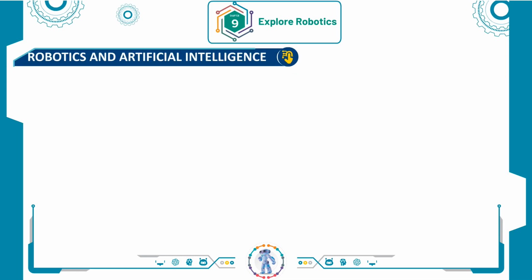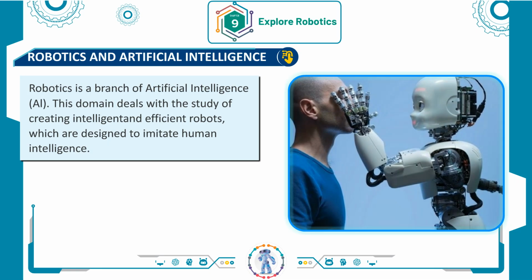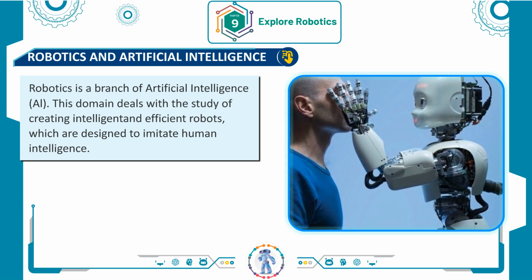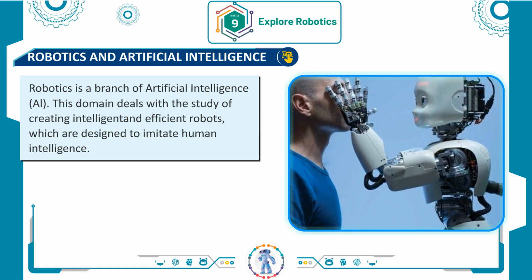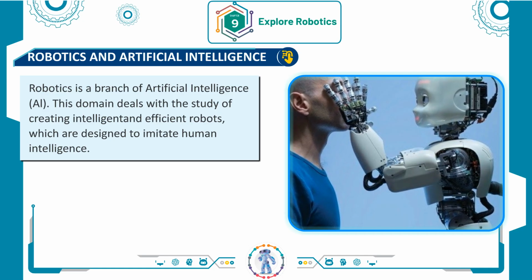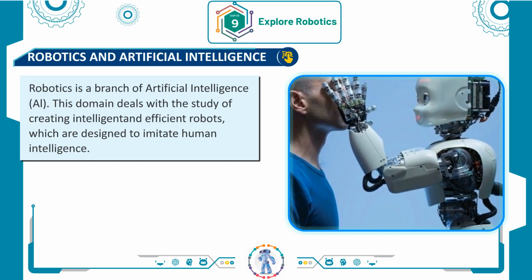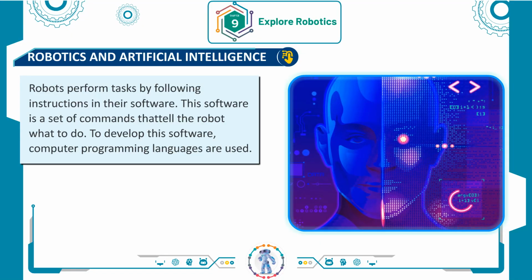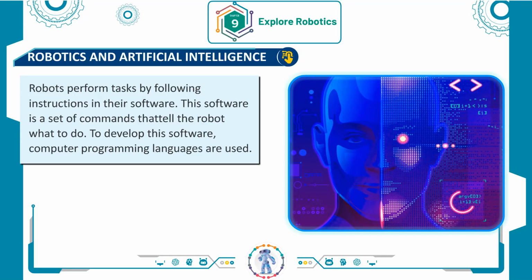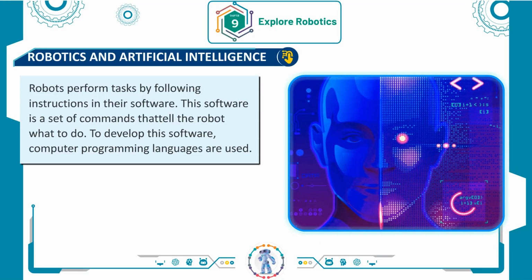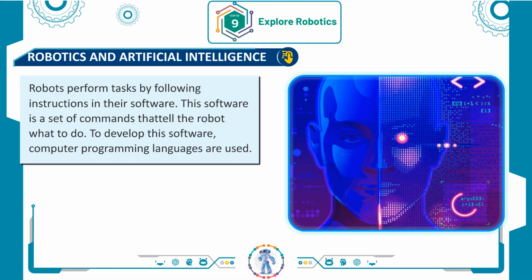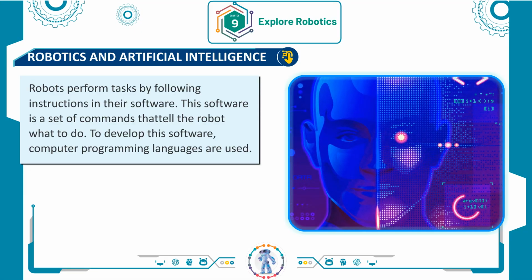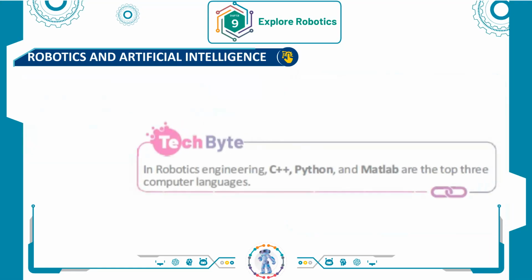Robotics and artificial intelligence. Robotics is a branch of artificial intelligence (AI). This domain deals with the study of creating intelligent and efficient robots, which are designed to imitate human intelligence. Robots perform tasks by following instructions in their software. This software is a set of commands that tell the robot what to do. To develop this software, computer programming languages are used.